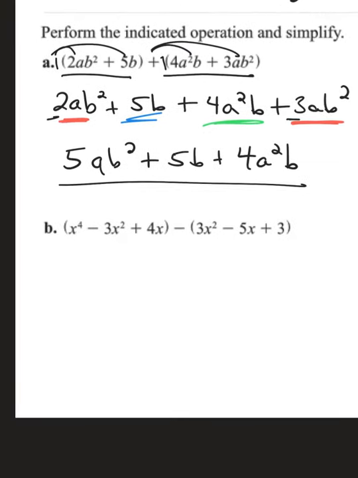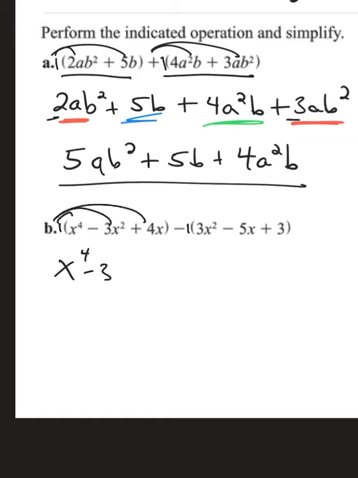The next example is a little bit more challenging because not only do you have the set of parentheses, but they are being subtracted from each other. So for that first set of parentheses, I am distributing a positive 1.